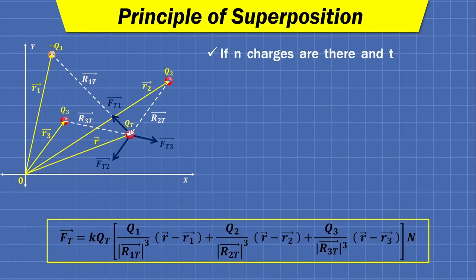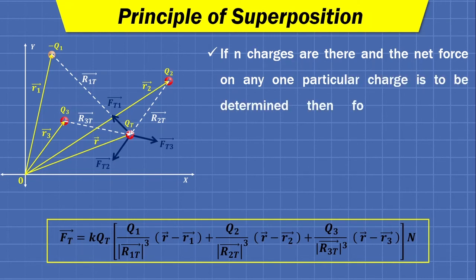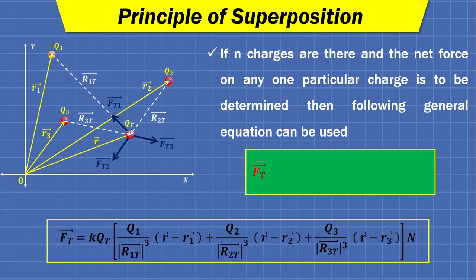And now if n charges are there and the net force on any one particular charge is to be determined, then there is a general equation which can be used. So the general form of the superposition principle can be depicted as Ft bar is equal to k into Qt, summation from i equals 1 to n. Here n is the number of charges. Qi divided by modulus of R bar minus Ri bar cube, multiplied by R bar minus Ri bar, Newton.